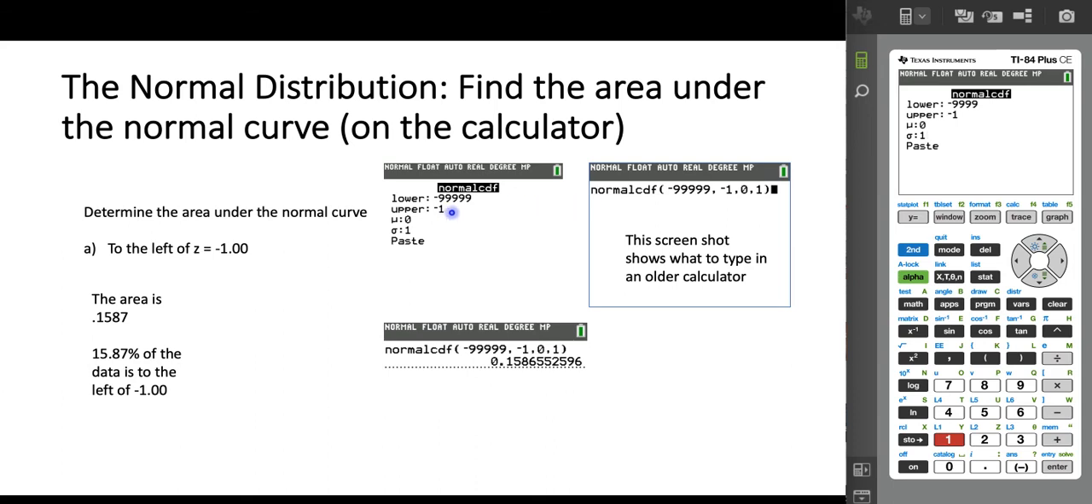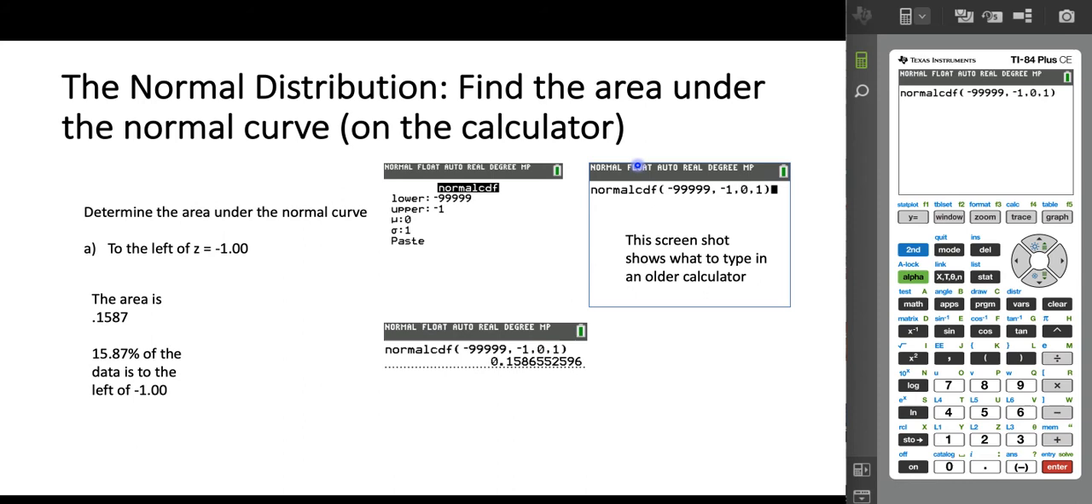I see before I recorded this, I actually put negative 99,999. It doesn't really matter. You need something really small, but I'll go ahead and make it the same so that you're not confused. And you just press enter. And like I said, when you press enter, it's going to look like this on your calculator screen.